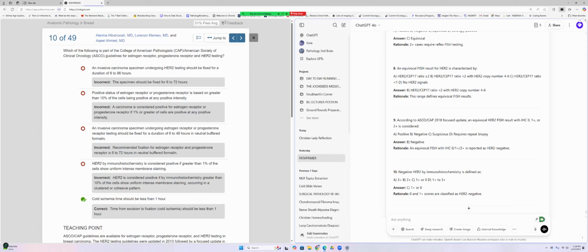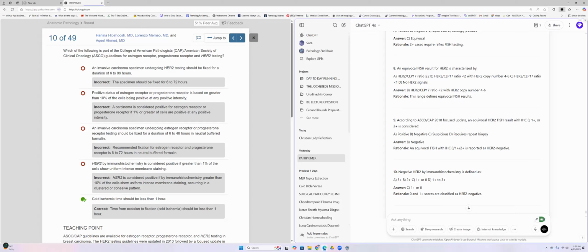equivocal FISH for HER2 is characterized by what? If you do FISH and you get equivocal FISH, that equivocal would be like, sorry, greater than 10% of cells, but that is for immunohistochemistry. I say FISH. Okay, for FISH, equivocal, right? What do you mean by equivocal? I can't remember that.